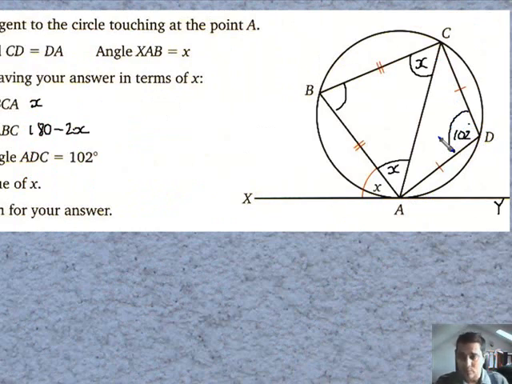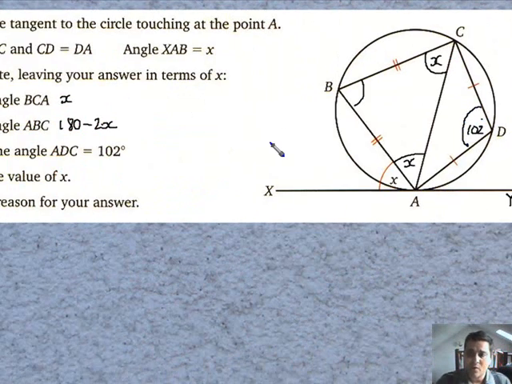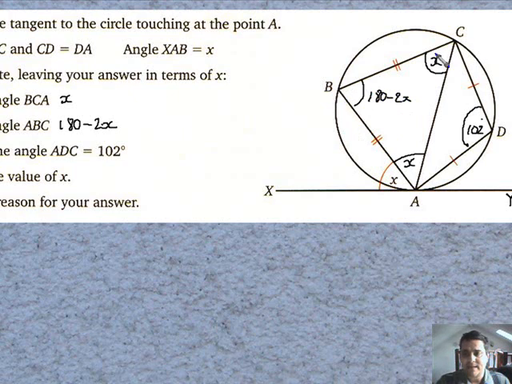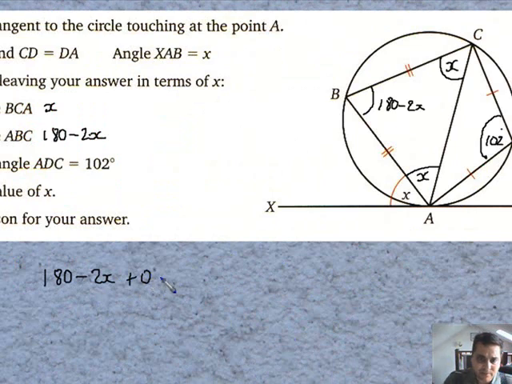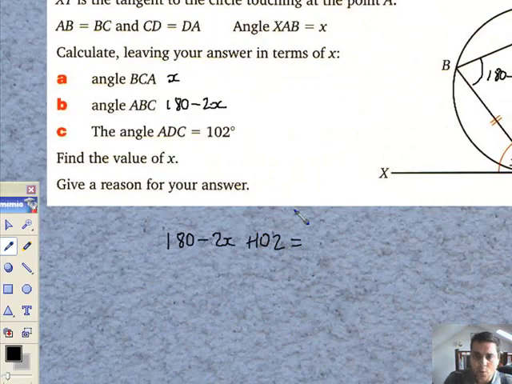Now it says find the value of X. Well, that's really, really simple. And I'll tell you why that's simple. Because I know this angle is 180, take away 2x. And I know that here I have a cyclic quadrilateral, ABCD. Therefore I know that this angle plus this angle adds up to 180. So I'm going to form a simple little equation and solve to find x. Okay, so 180 minus 2x plus 102 all comes to 180 degrees.